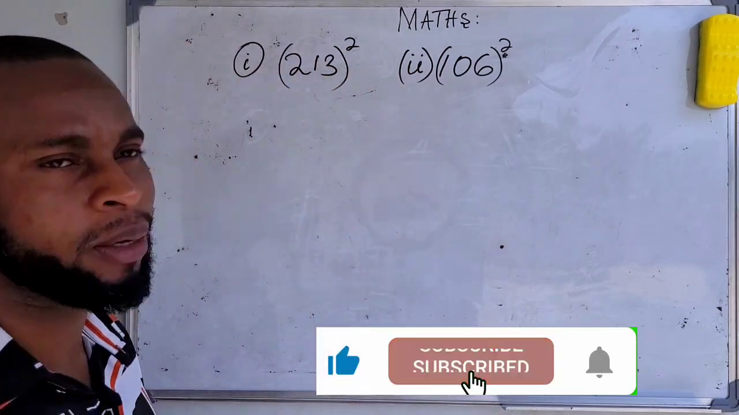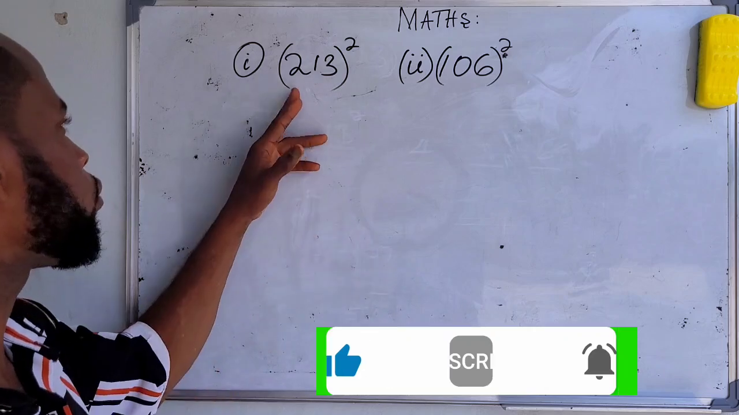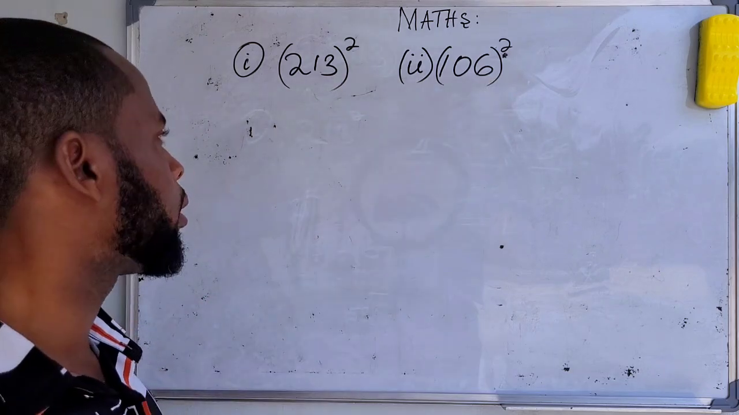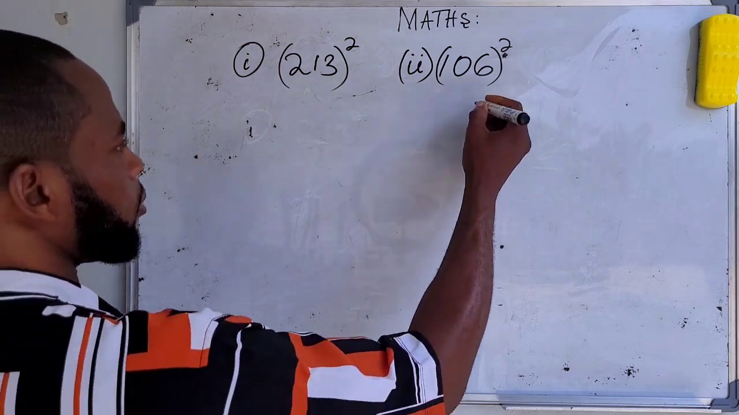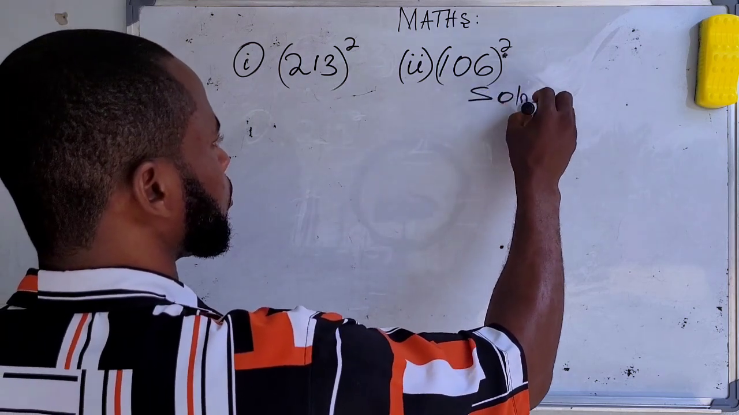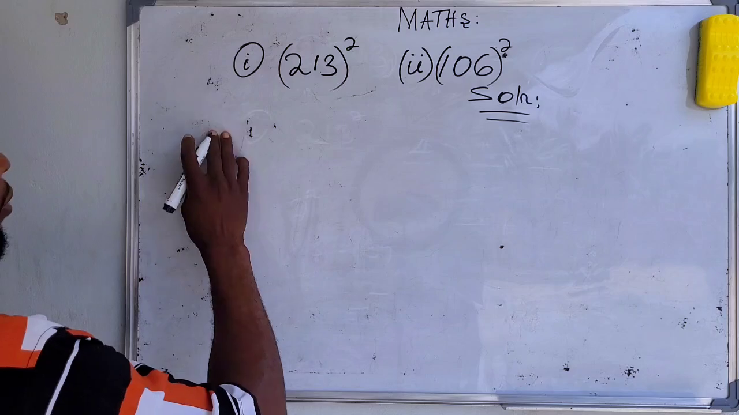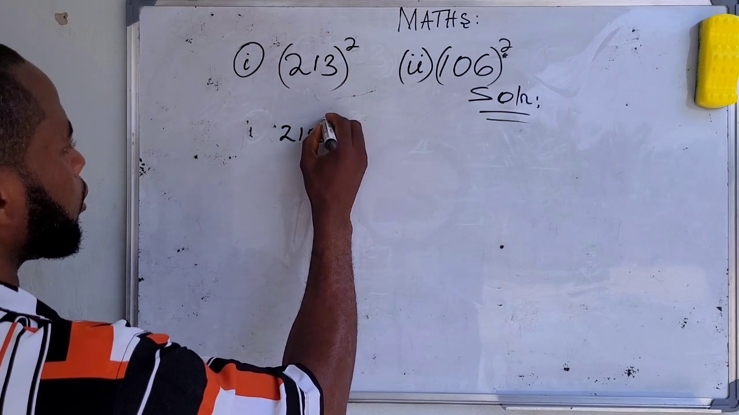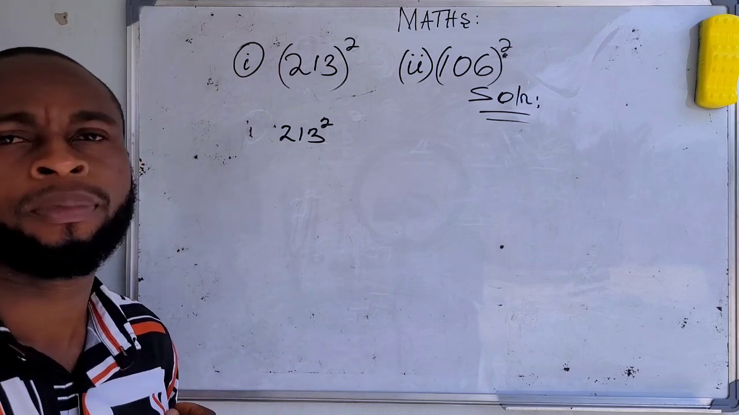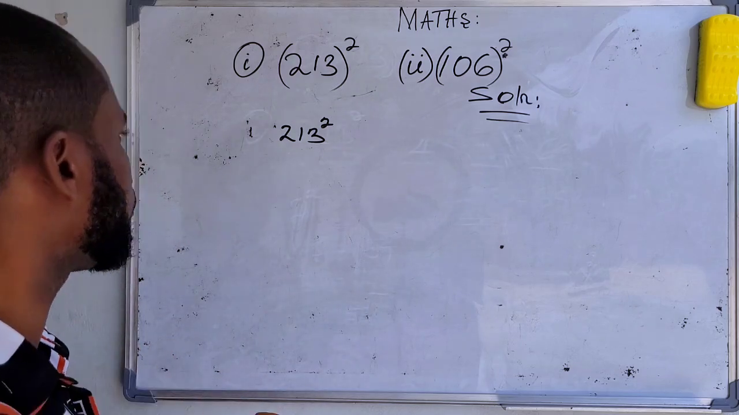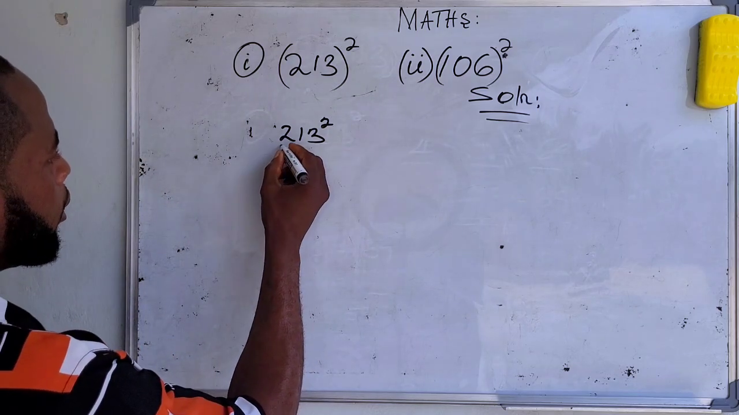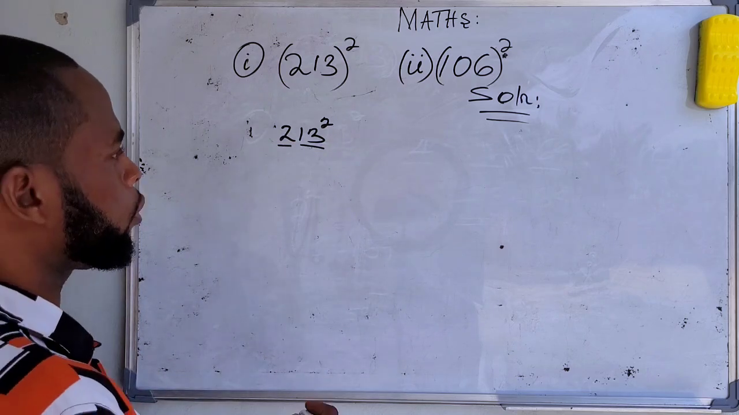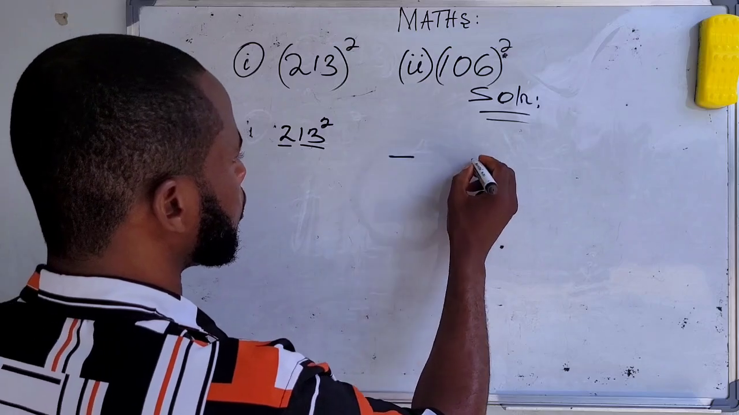Here, we have examples on the board. We have the square of 213 and 213 square. Then I put down the solution. We are going to consider example 1 first, which is 213 square. To do this, we are going to divide this number into two parts, that is 2 and 13. Then we create 3 spaces here.